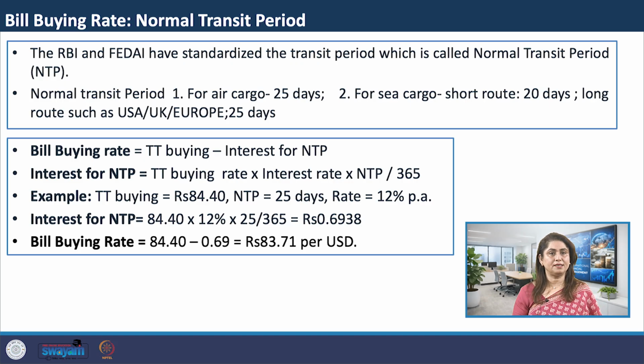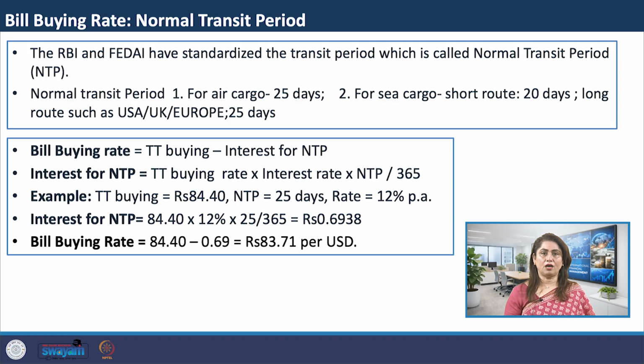Watch this build up step by step. Formula is bill buying rate is equal to TT buying minus interest for NTP. And the interest is calculated as interest for NTP is equal to TT buying rate into interest rate into NTP divided by 365. This is simple interest, not compounding, applied for the NTP period. Let's work through the example given.